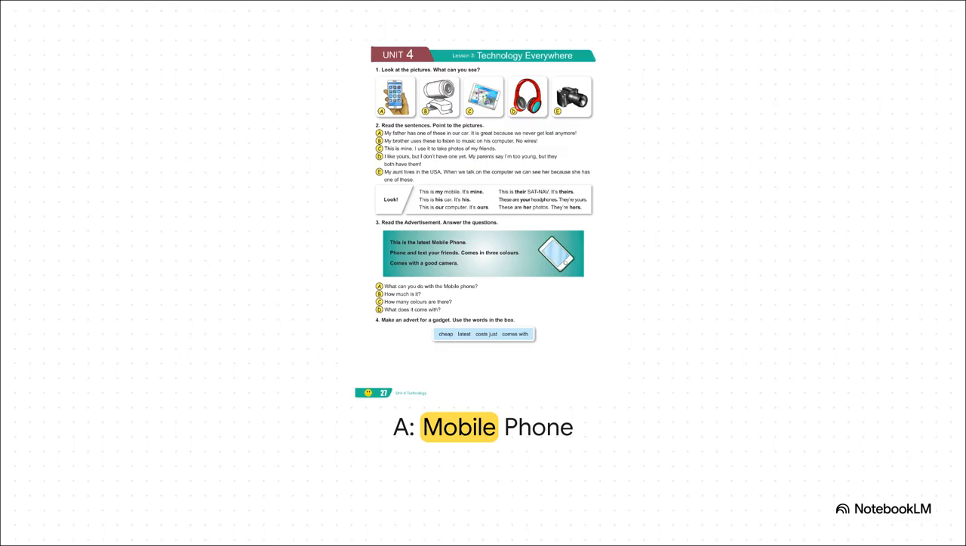Mobile phone. And in Arabic, you'd say hedef mahmoul. I'm pretty sure you've got one of these nearby right now. Next up, picture B. This is a webcam. Let's hear it. Webcam. You know, it's that little camera on your computer that you use for video calls. In Arabic, that's camera web.